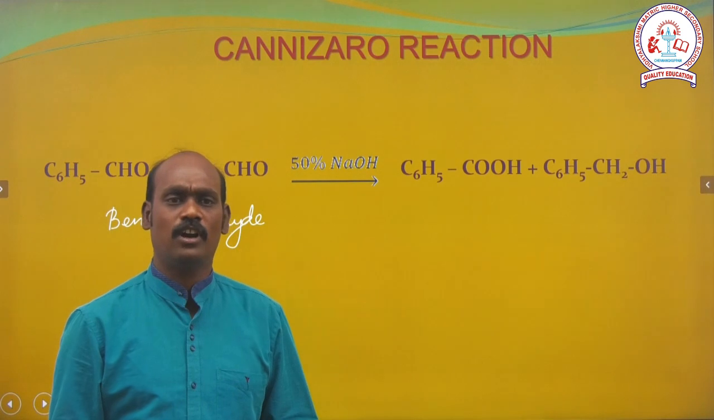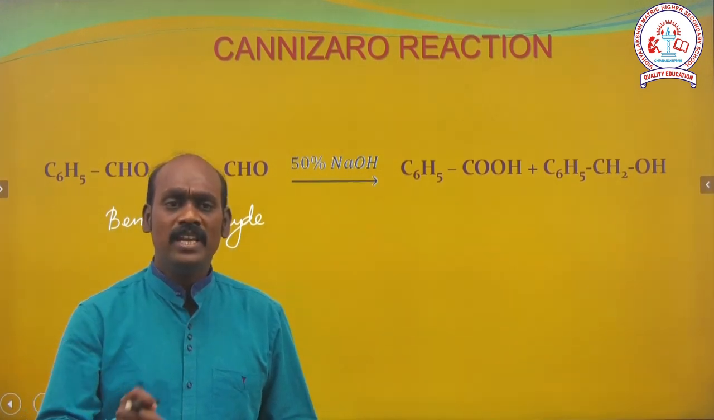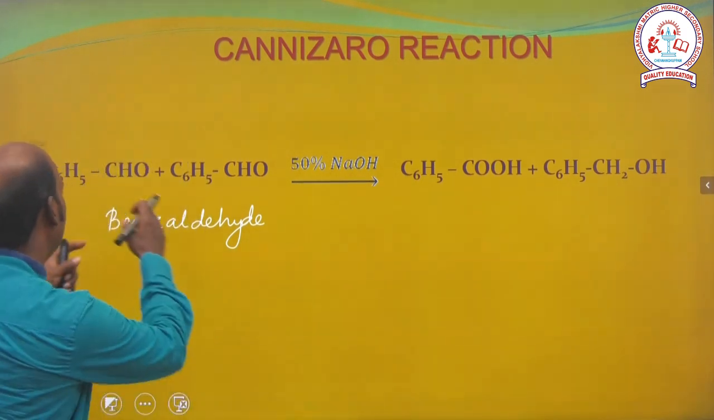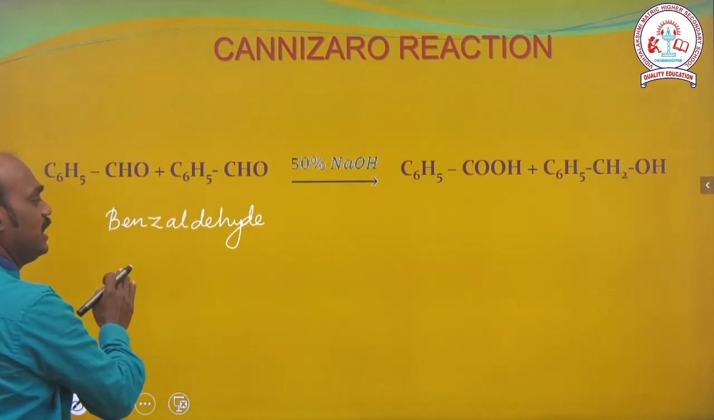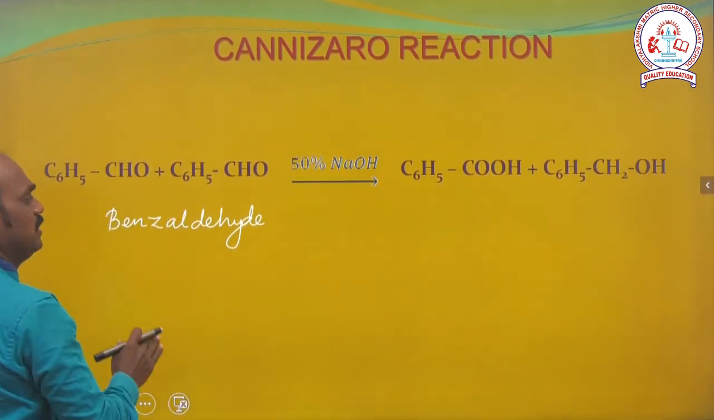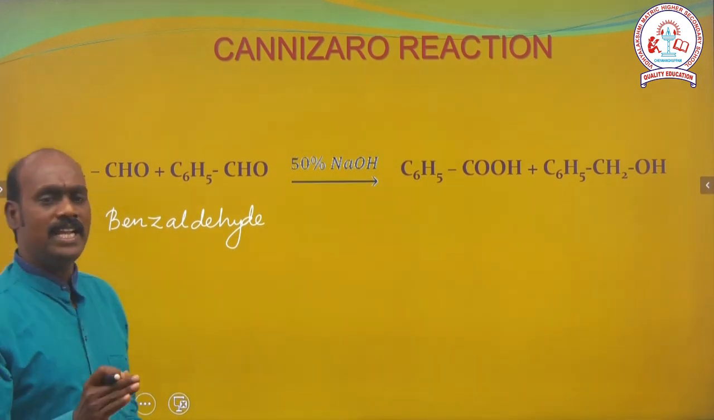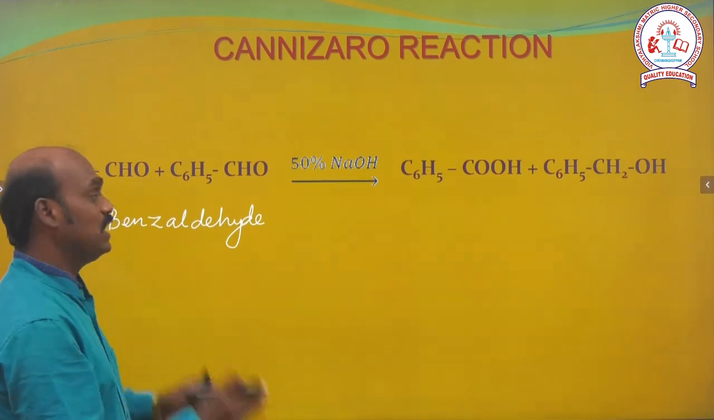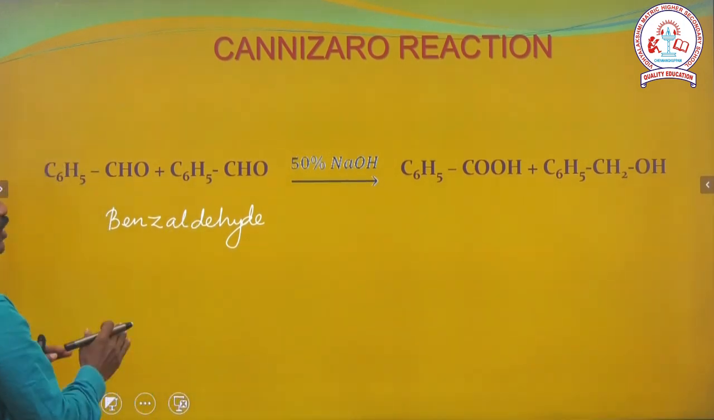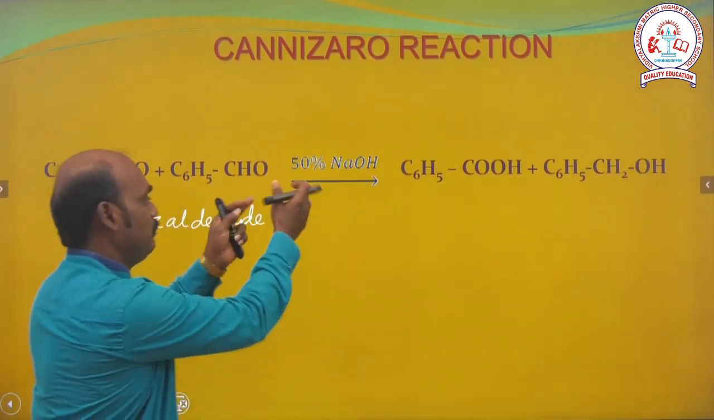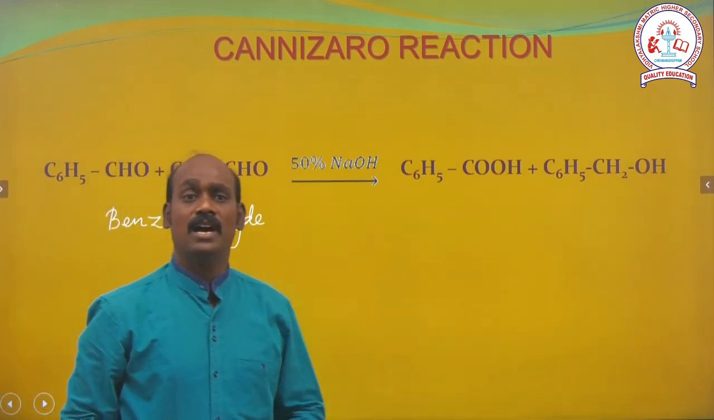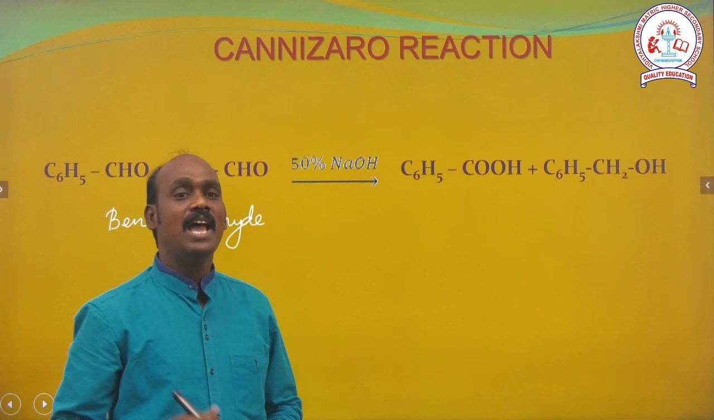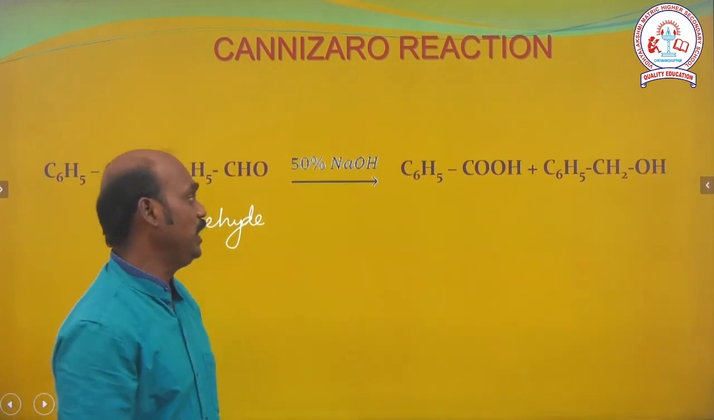First of all, what is the alpha carbon? The carbon to which the functional group is attached is called the alpha carbon. Here the alpha carbon does not contain hydrogen, so the aldehyde does not contain alpha hydrogen, and it will undergo the Cannizzaro reaction. So we take two molecules of benzaldehyde in the presence of 50% alkali, sodium hydroxide or potassium hydroxide, in aqueous or alcohol medium.